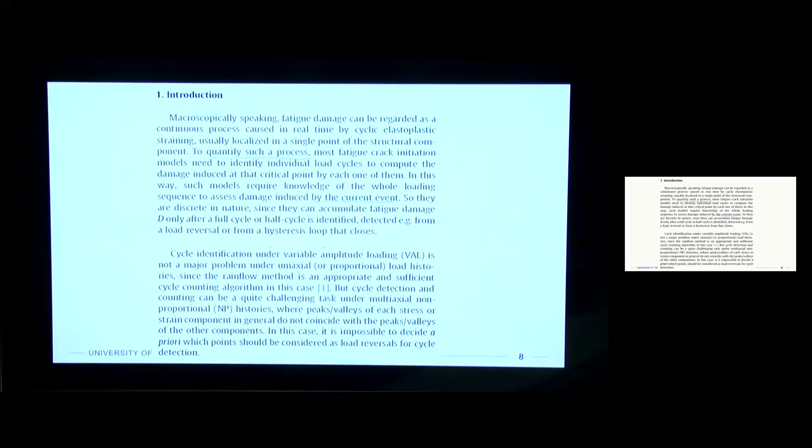So they are discrete in nature, since they can accumulate fatigue damage D only after a full cycle or half cycle is identified. That is, detected from a load reversal or from a hysteresis loop that closes. So that was the basis of our rainflow counting, was that we wanted to close the loop on all of these strain cycles and have a full forward and back, or at least a half cycle, that we could say, oh, the maximum strain was this, the minimum was this, the mean was this, and quantify such state, and then add some damage on based on that state.